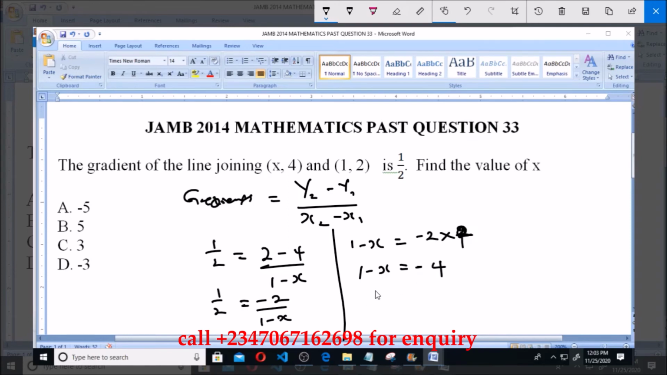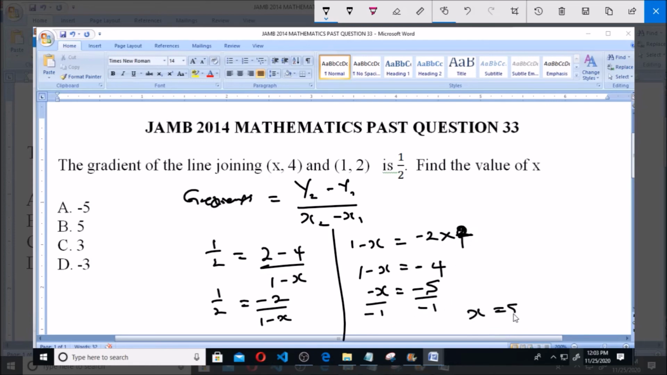Then minus x is equal to minus 5. Taking this 1 here, it becomes minus 1. Minus 4 minus 1 will give us minus 5. So dividing both sides by minus 1, we have that x is equal to 5.